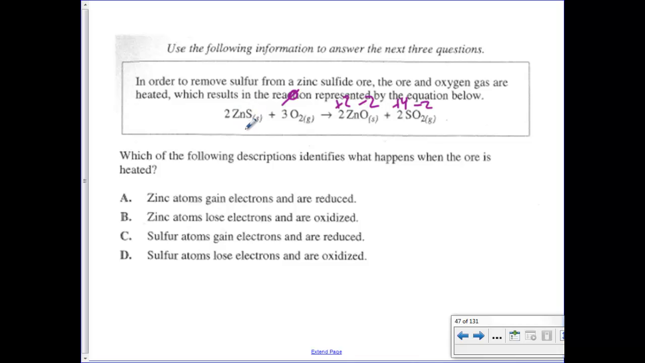Sometimes you just have to use common sense here. Probably the most likely scenario here is +2 and -2, because zinc is usually a +2 charge, and sulfur is normally a -2 charge.